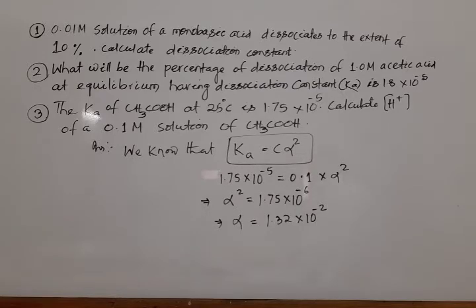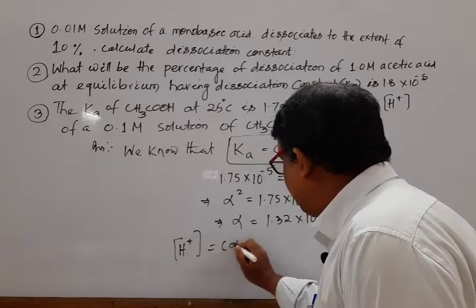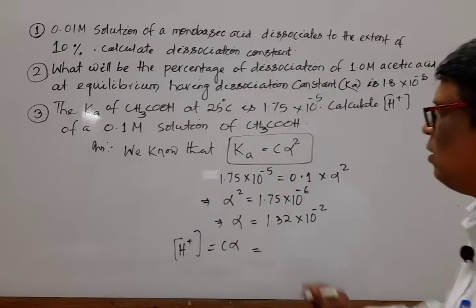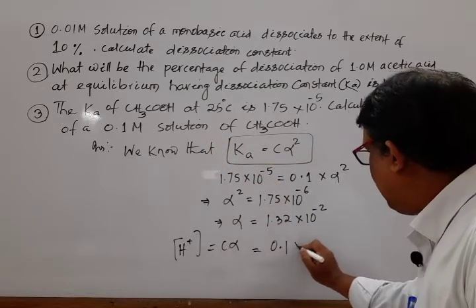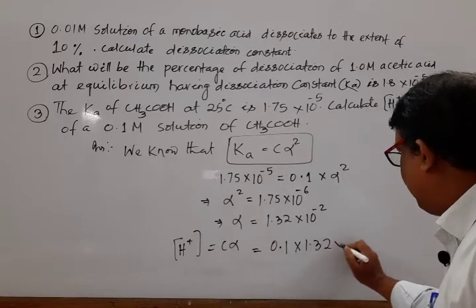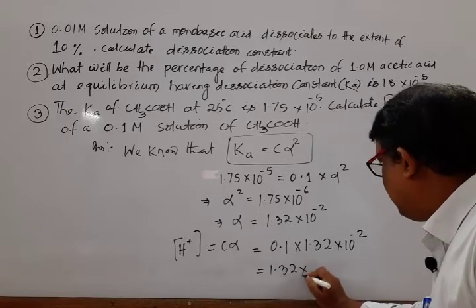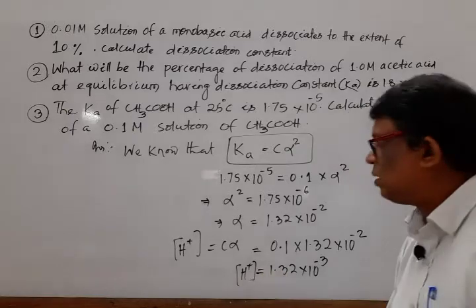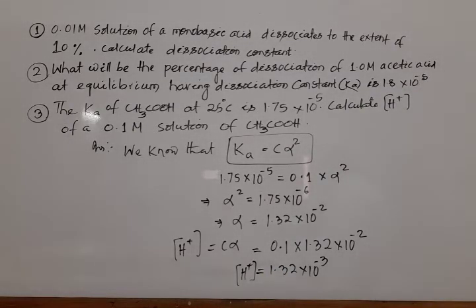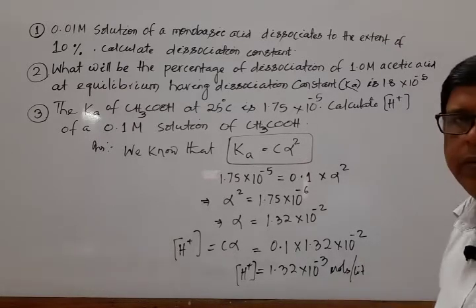Again, we know that the H plus ion concentration is equal to C alpha. C is given, that is 0.1, and alpha we know is 1.32 into 10 to the power minus 2. This is equal to 1.32 into 10 to the power minus 3. This is known as the H plus ion concentration for the acetic acid, in moles per liter.